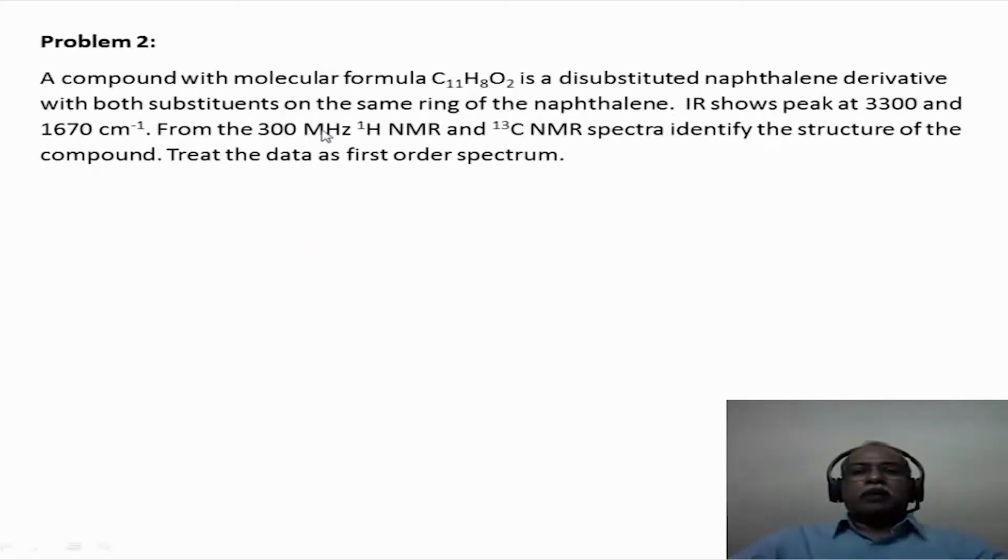The compound has a molecular formula C11H8O2, and it is already mentioned that it is a disubstituted naphthalene derivative in which both the substituents are on the same ring of the naphthalene. In other words, the problem amounts to identifying the two substituents that are present here and placing them appropriately on the naphthalene ring. On one particular aromatic ring, both the substituents are present.